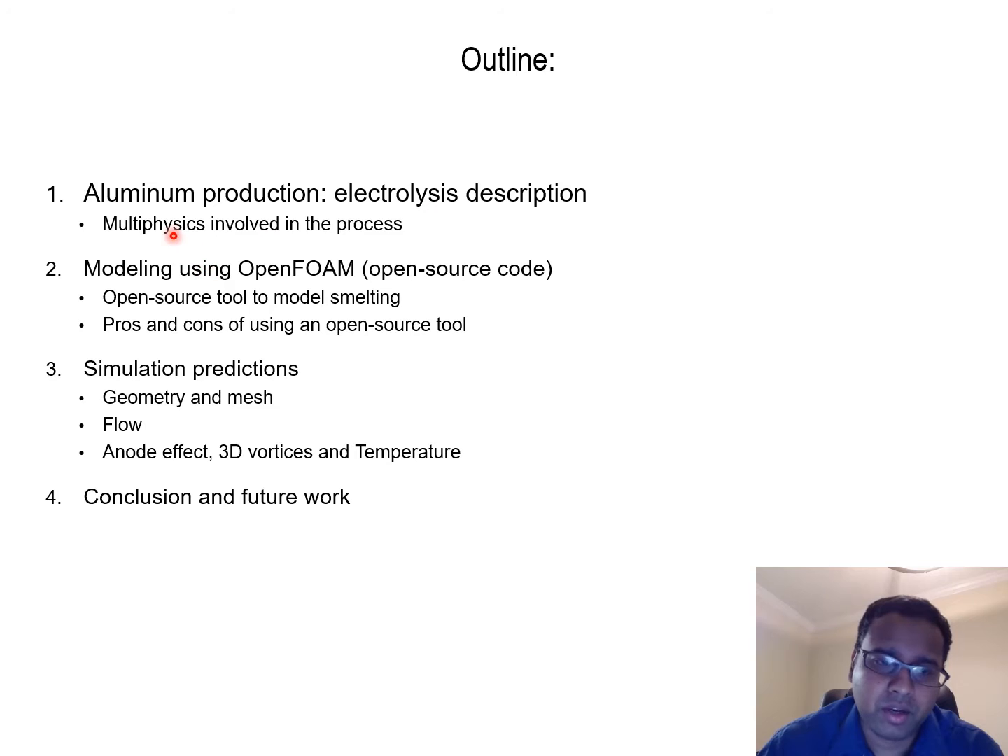This is a brief outline of what I'd be presenting today. First, I'll start with the aluminum production process, how aluminum is produced through electrolysis, and the different multi-physics involved in this process that we are trying to model through CFD, and modeling using OpenFOAM, which is a C++ open source CFD code. What are the pros and cons of using that open source tool, and move on to the simulation predictions, geometry and mesh, the flow predicted by the LES, the anode effect, and the 3D vortices inside the electrolytic cell, the temperature distribution inside the electrolytic cell, and finally conclusion and future work.